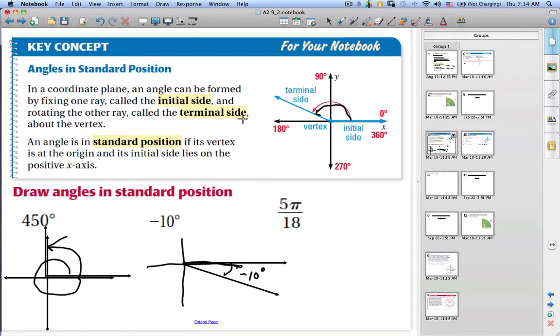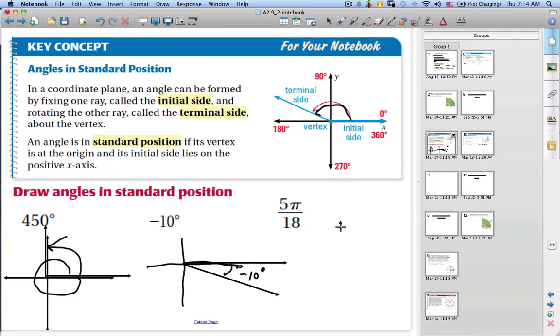So if we go back also to our vocabulary and talk about this, you'll notice that this has the same initial side and the same terminal side as 90 degrees. So 90 degrees and 450 degrees are coterminal angles. Okay, we'll talk about that more later. Now this is a little complicated because now we've got this weird measure, 5 pi over 18.